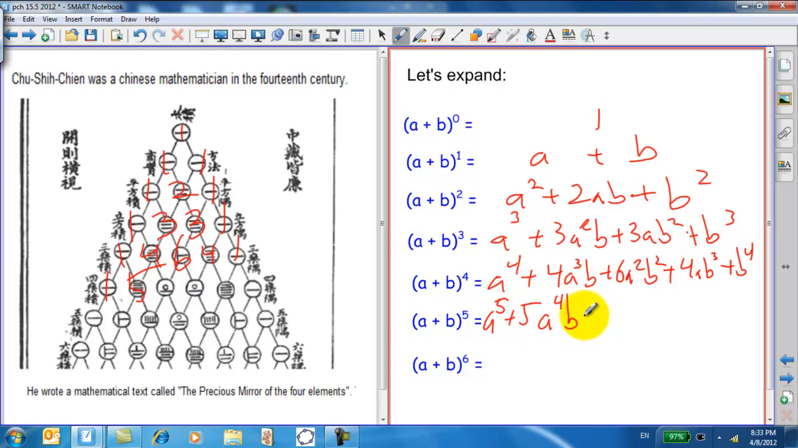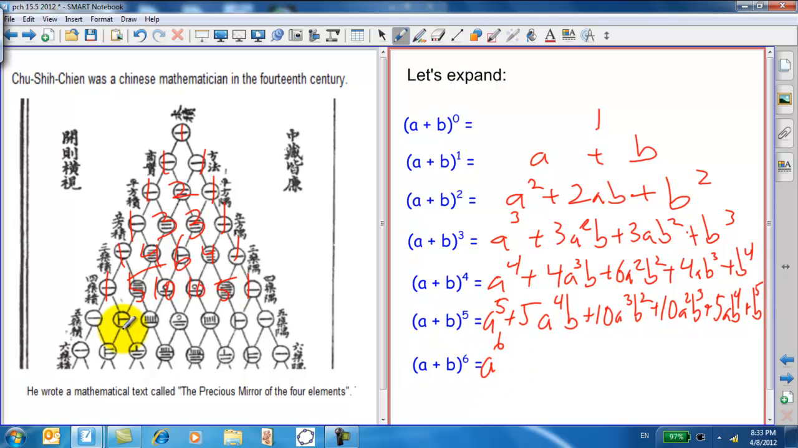What's our next term? We have two ways to figure this out. We can look here. That's our symbol for 10. 10, 5, and 1. We can also add up these two successive terms, the consecutive terms. 10 a cubed b squared + 10 a squared b cubed + 5 a b to the fourth + b to the fifth. And now (a + b) to the sixth.